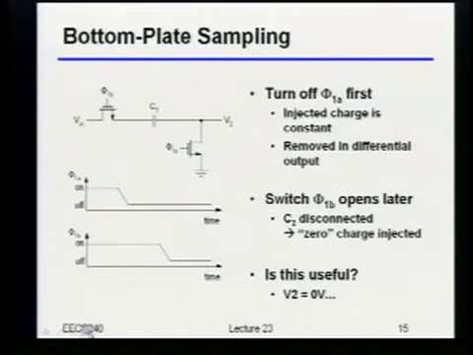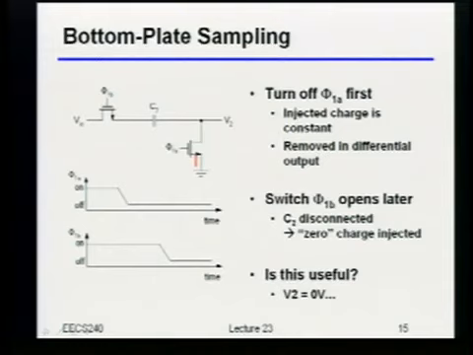Okay? So the way you do this is what's called bottom plate sampling. So what I'm going to do is now, rather than just having one sampling switch, I'm actually going to split my switch into two different pieces. Okay? So the way this is going to work is as follows. This is kind of like my original sampling switch, and this is my sampling capacitor. But now, rather than looking at the output from here, I'm going to take the output from the bottom plate of that capacitor. And not only that, I'm going to add a switch in series with that capacitor and ground.